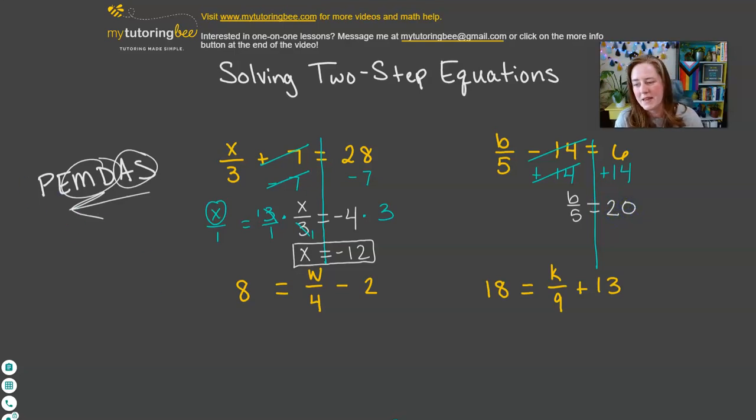All right. Now we need to undo that division of 5, right? We're trying to get this b by itself, so we're going to multiply by 5 on both sides of the equation. If you want to write it as a fraction, go for it. That's totally fine. But we can see that this 5 and this 5 are going to cancel out and leave us with just b over 1 or just b. So b equals, and then 20 times 5, that gives us 100.